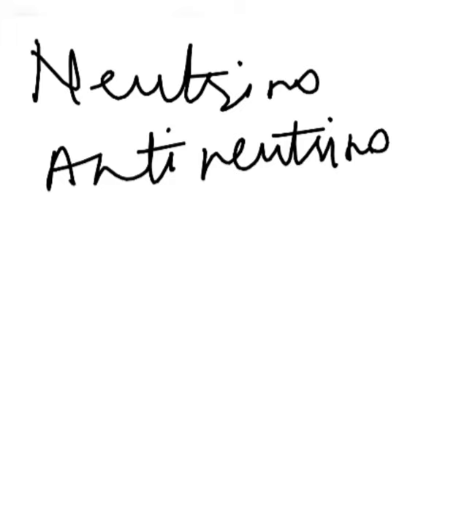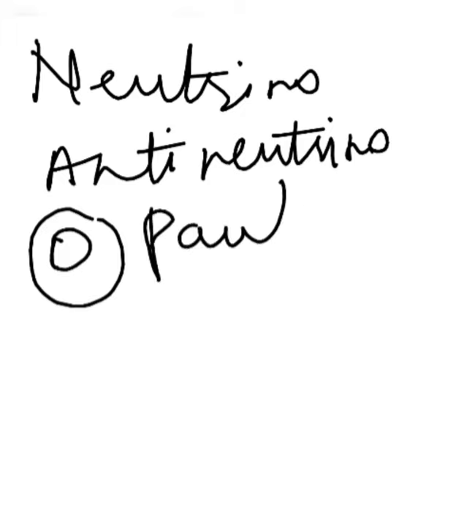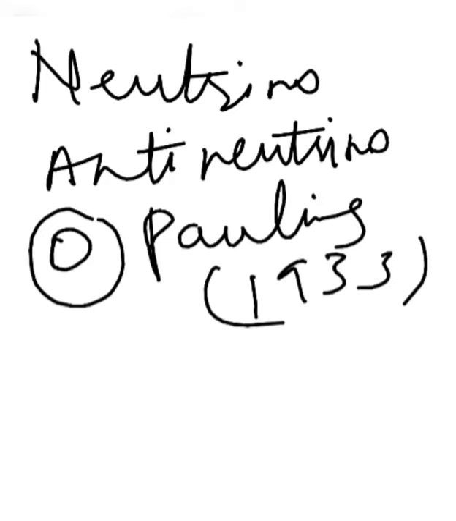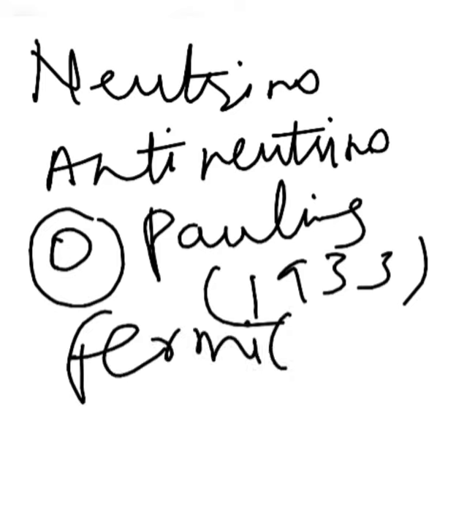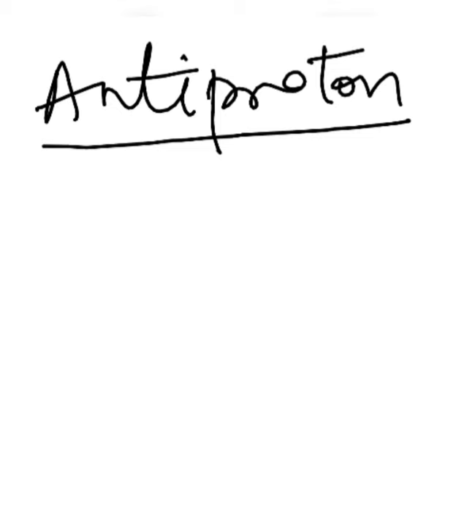These are neutrino and antineutrino. These are the particles of approximately zero mass and charge. As far as neutrinos and antineutrinos are concerned, they were discovered by scientist Pauling in the year 1933, and also confirmed by Fermi in the year 1934. Okay. After that, the next non-fundamental particle is antiproton.